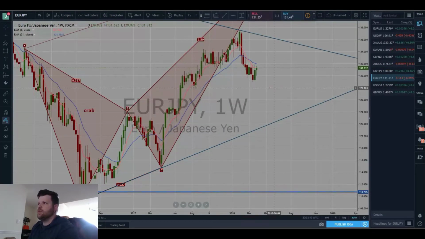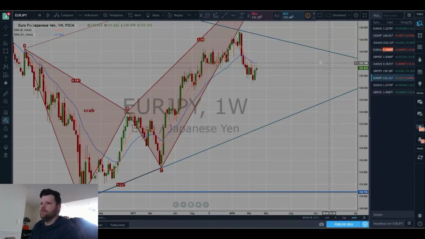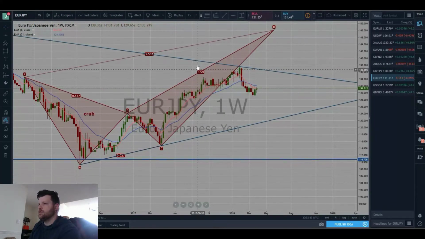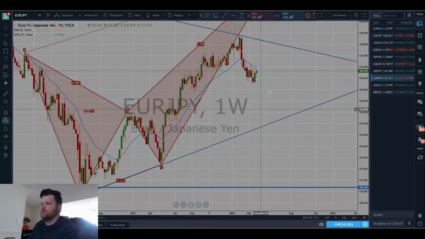EJ's candlestick last week ended slightly bullish. It's sitting right on the 8 EMA that I have on my chart. The crab pattern is still a significant ways away, so I'm not going to talk about that, but it's still there. So EJ this week, not really an interesting level.